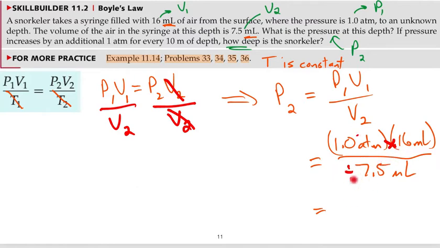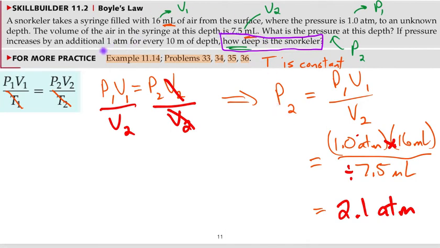And if I do the math, I get 2.1 atmospheres, which kind of makes sense. The volume is basically cut in half. The pressure is doubling. That's how this works. Now, this last part of the problem, this guy here, how deep is the snorkeler? Let's just go ahead and answer this real quick.